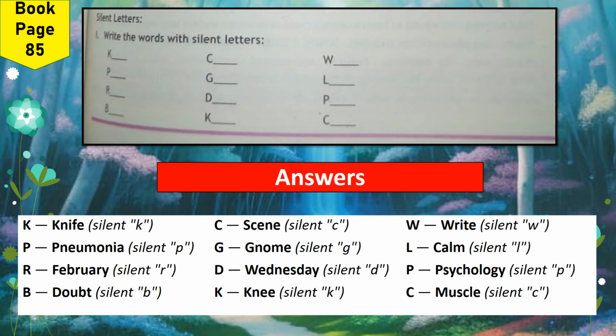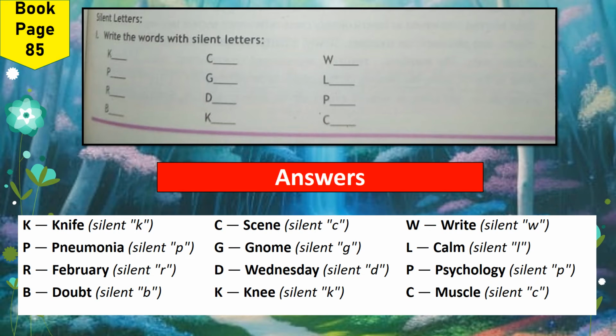Let's now explore some interesting words with silent letters. 1. K, knife. The K is silent. We say knife, not K-knife. 2. P, pneumonia. The P is silent. It sounds like pneumonia. 3. R, February. Often, the R is silent in casual speech. February, Febuary. 4. B, doubt. The B is silent. We say doubt, not doubt.